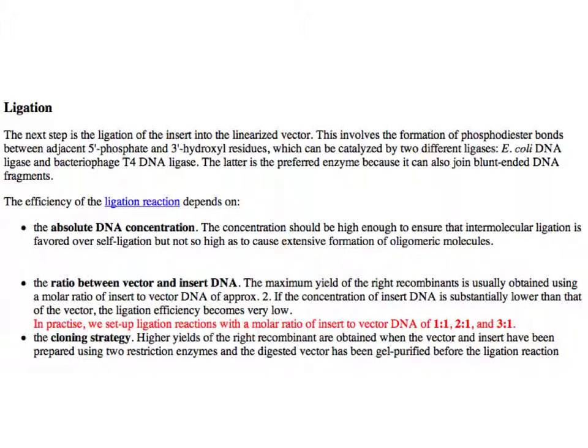But in general, we set up reactions of 1-to-1, 2-to-1, and 3-to-1. Cloning strategy: higher yields of the right recombinants are obtained when the vector and insert have been prepared using 2 restriction enzymes and the digested vector has been gel purified.